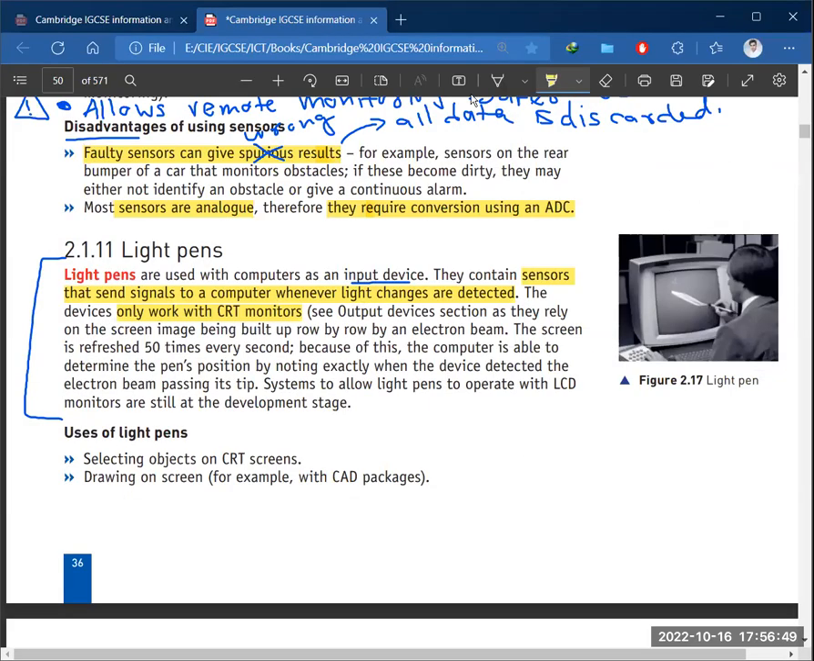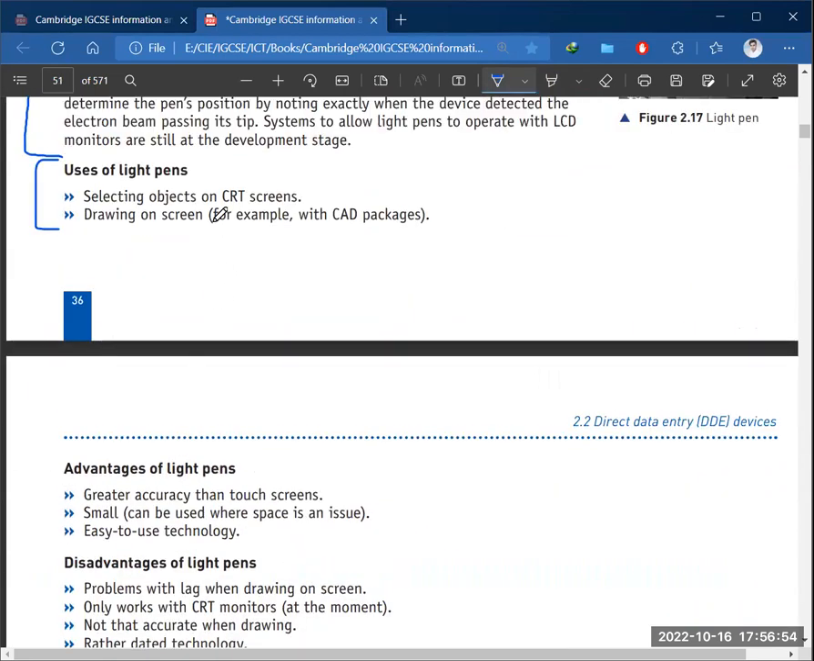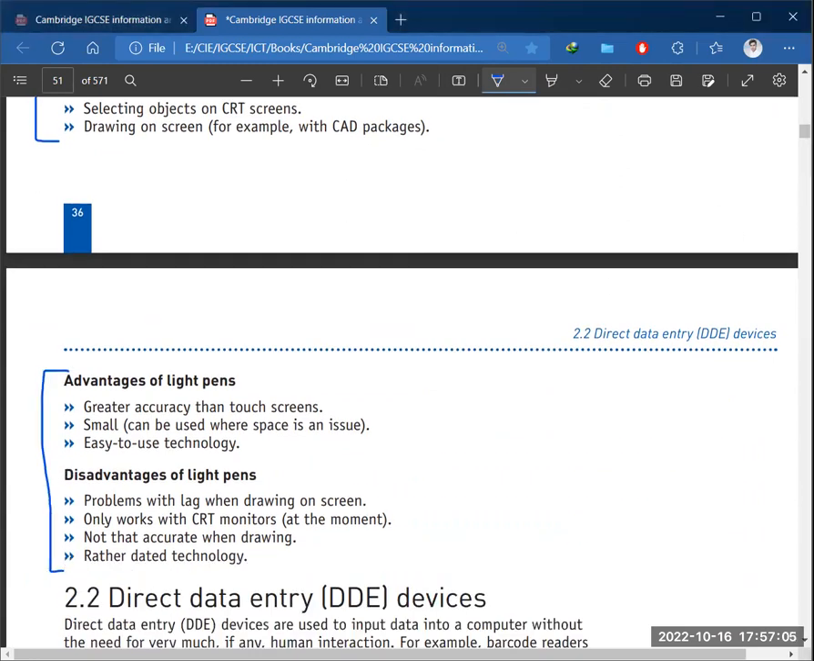Now read this part. Uses of light pens. Zahra. Uses of light pens: selecting objects on 2D screens, drawing on screen, for example, with CAD. Advantages and disadvantages. Advantages of light pens: greater accuracy than touch screens. Small, can be used where space is an issue. Easy to use technology. Disadvantages of light pens: problems with lag when drawing on screen. Only works with CRT monitors at the moment. Not as accurate when drawing. Rather dated technology.